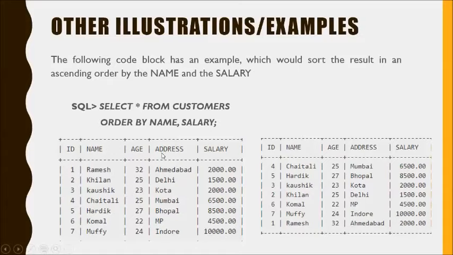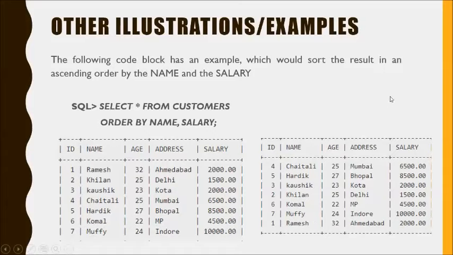So we will arrange the names of the employees in ascending order. So instead of Ramesh first, we will have ID 4, Chaitali, followed by ID 5, Hardik, followed by ID 3, Kaushik, ID 2, Kilan, ID 6, Komal, ID 7, Mafi, and ID 1 as Ramesh.